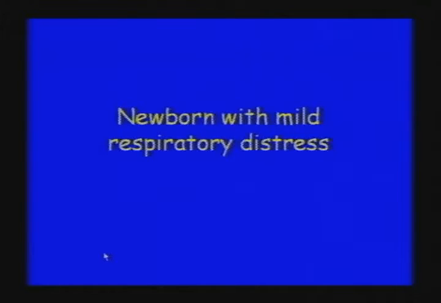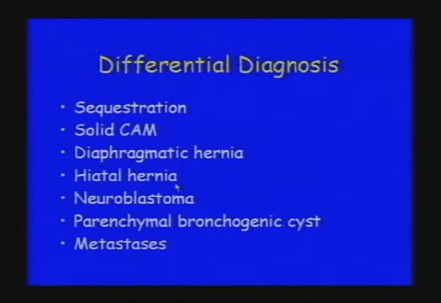Newborns, next case is a newborn with mild respiratory distress. And we can see that on this chest x-ray, we lose the left hemidiaphragm shadow on the frontal view, and on the lateral view, we can see a mass-like density posteriorly on the left. The differential diagnosis of chest base masses would include, especially on the left, a sequestration, a solid cystic adenomatoid malformation, diaphragmatic hernia, hiatal hernia, neuroblastoma, a parenchymal bronchogenic cyst, and metastatic disease.